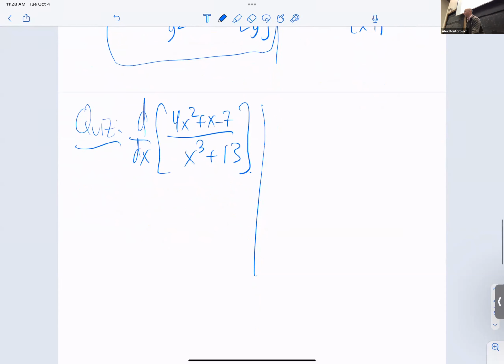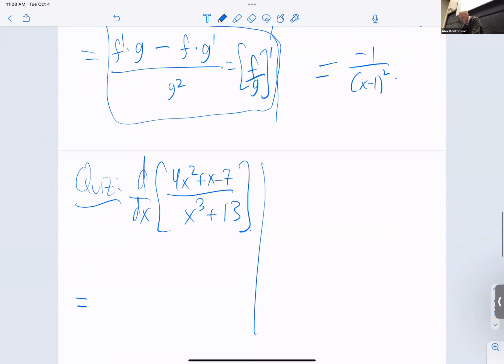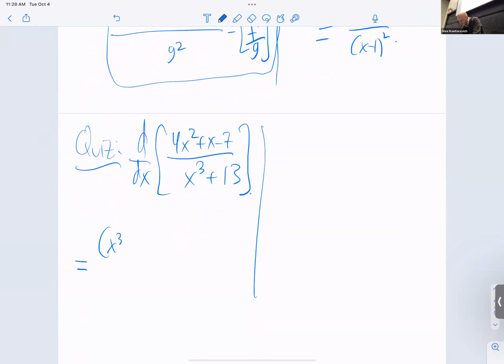Okay, let's do it together. So, our song is low, low, D high. How are we going to differentiate this numerator? We have a sum of constants times things. Did we talk about the constant multiplying rule?